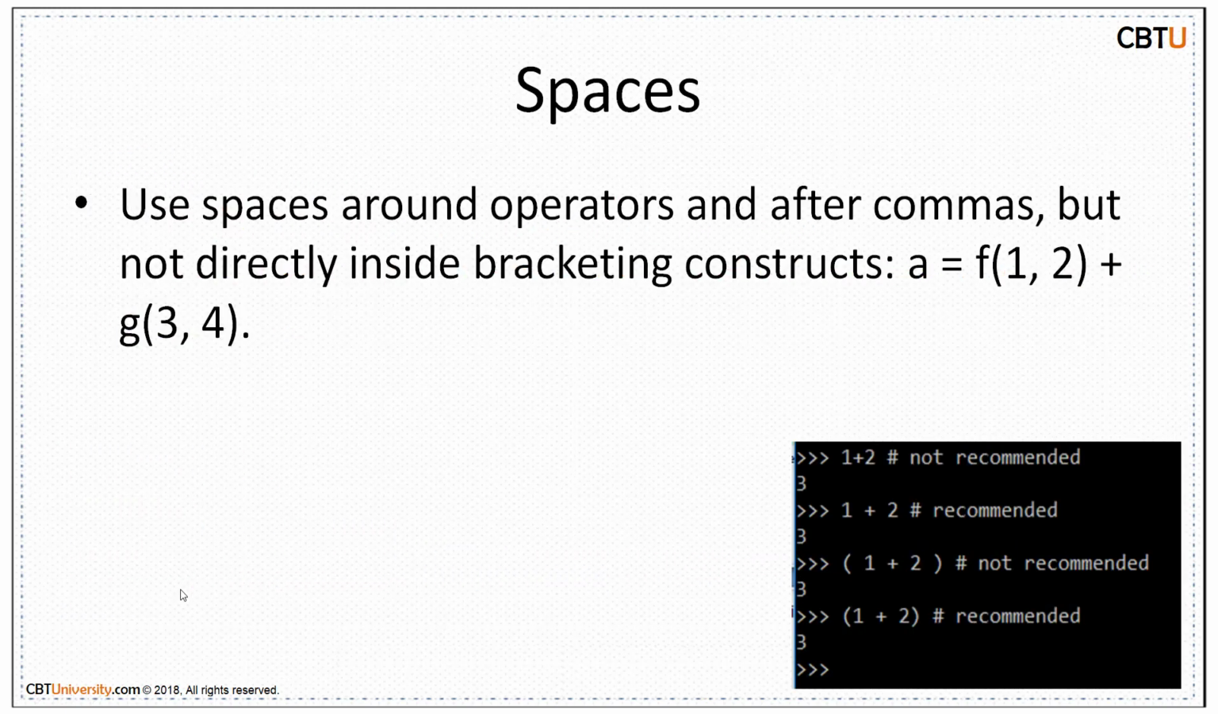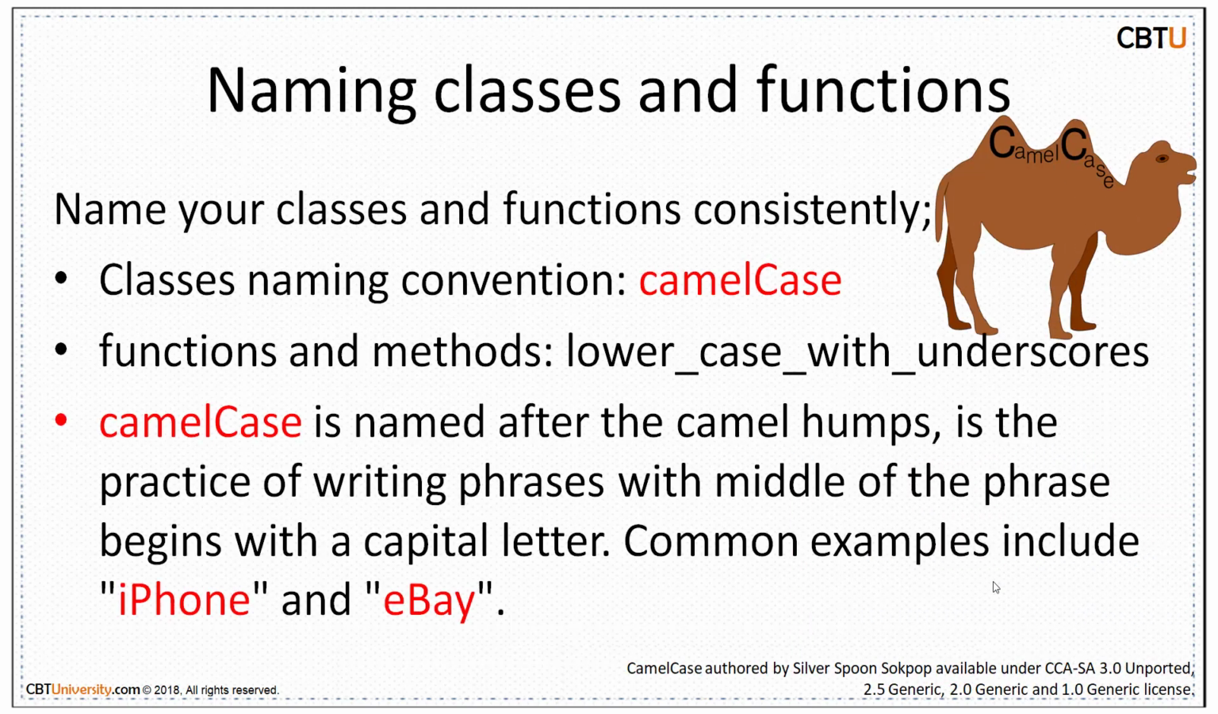It's a best practice to use spaces around operators and after commas. This is an example. Name your classes and functions consistently. Use CamelCase as the naming convention for classes. Use lowercase with underscores for functions and methods. CamelCase is named after the camel humps. It is the practice of writing phrases where the middle of the phrase begins with a capital letter. Some examples we know are iPhone, eBay, etc.